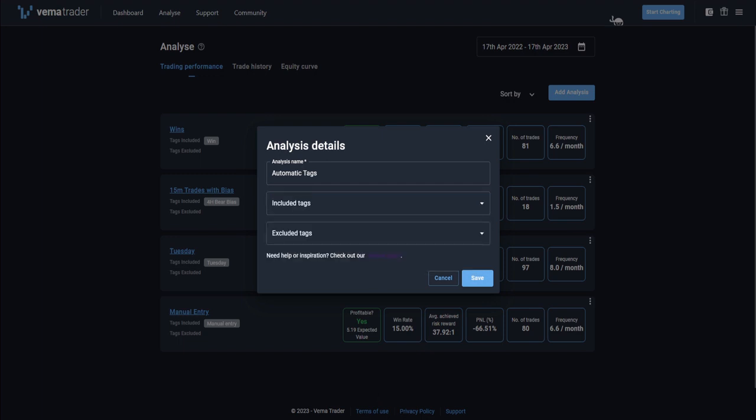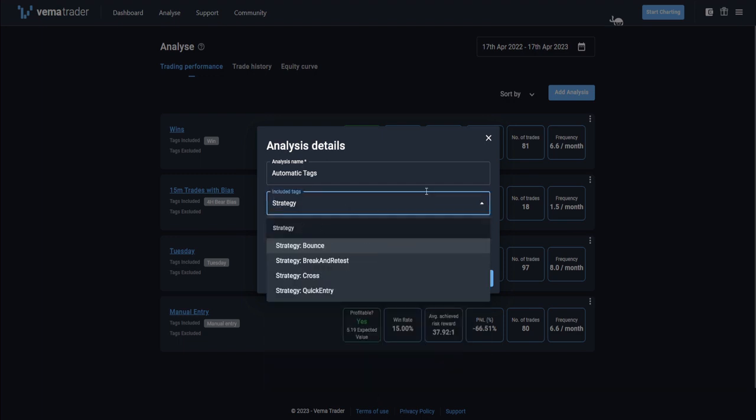Next up, we have strategy, which is one of my personal favorite things to sort by. So sorting by strategy will allow you to see how you are performing across the 4 VEMA strategies, right? Bounce, break and retest, cross, and quick entry.